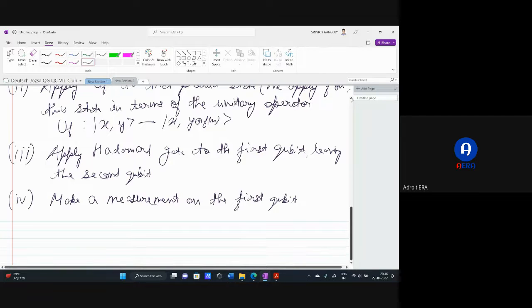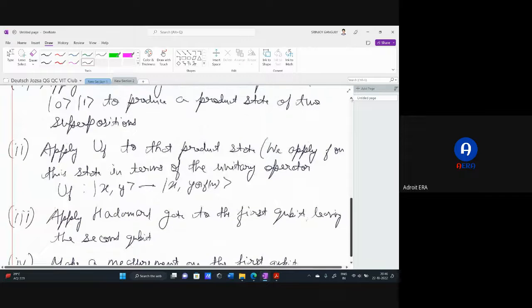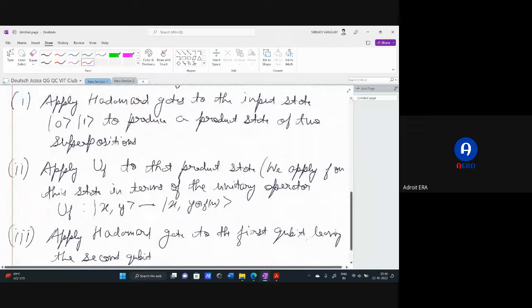So, quick revision, what we did till now. First of all, we applied Hadamard gates. We started with this state, ket 0, ket 1, right? I'm going to draw the circuit, do not worry, I'm just going to revise. Then we applied Hadamard to both the qubits. Second step, after applying Hadamard, we received the superposition state of both of those qubits, 0 and 1.